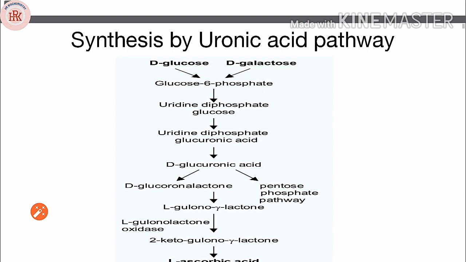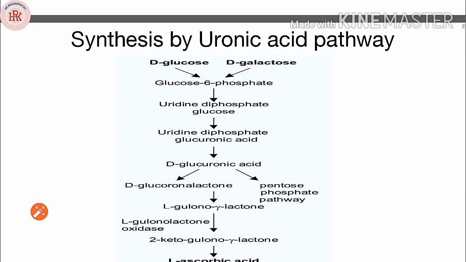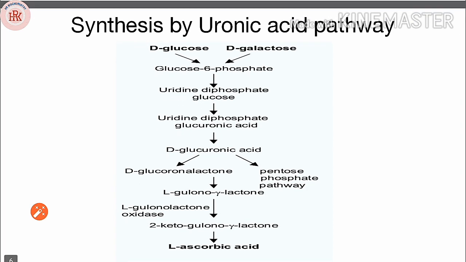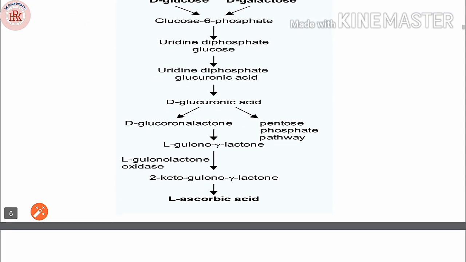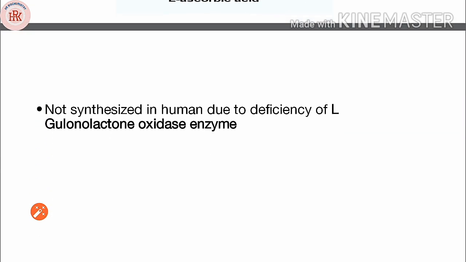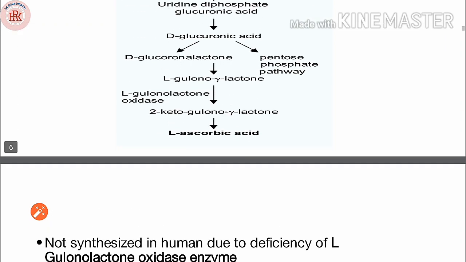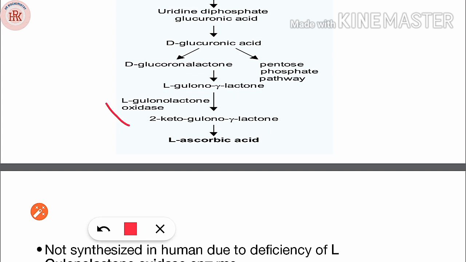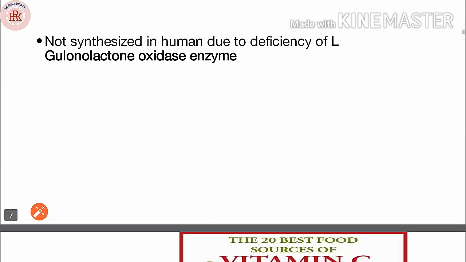Vitamin C is synthesized in lower animals, in non-primates, by the uronic acid pathway from D-glucose or D-galactose. And vitamin C cannot be synthesized in humans. Why? Because there is a deficiency of an enzyme called L-gulonolactone oxidase. This is L-gulonolactone oxidase. This enzyme is not present in humans, so vitamin C cannot be synthesized in humans.